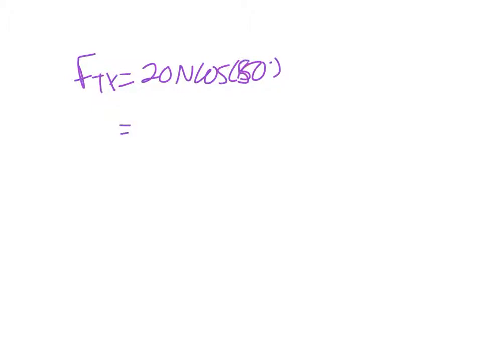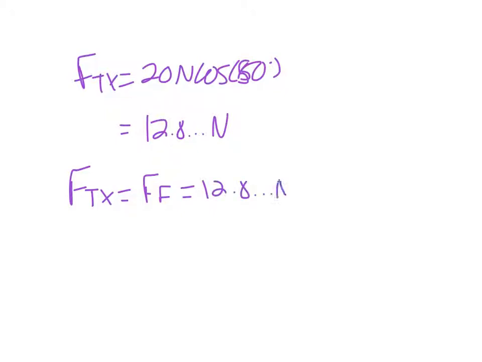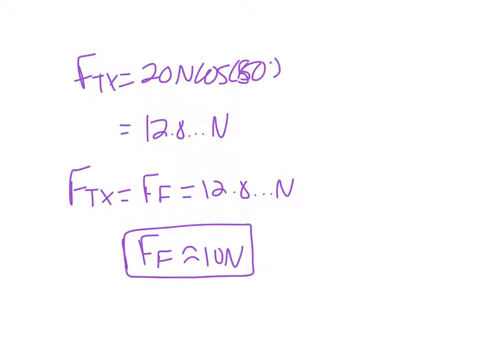Ftx equals 12.8, keeps on going, newtons. Since we know that the tension force x component is equal to frictional force, we know that frictional force is also equal to the 12.8 keeps on going newtons. So with 1 sig fig, frictional force is about equal to 10 newtons. Now at my normal force.